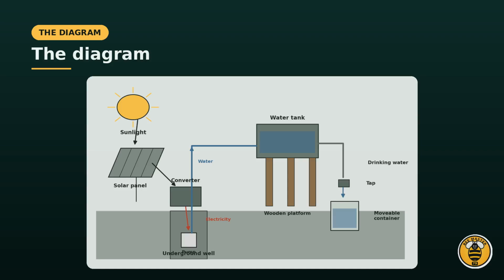Let's read the diagram from left to right. Sunlight strikes a solar panel. The panel feeds a converter which produces electricity. That electricity powers a pump inside an underground well. The pump pushes water up into a raised water tank on a wooden platform. Finally, a tap releases the drinking water into a movable container.